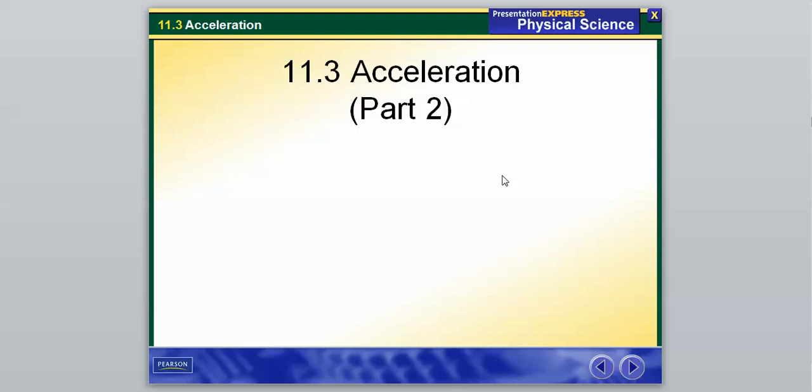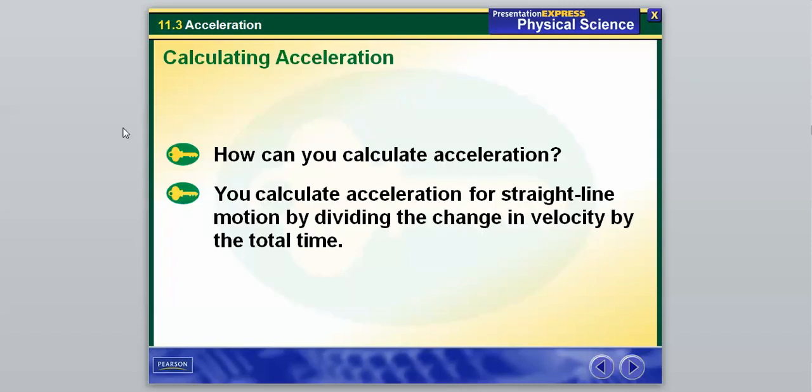Remember, acceleration is just any change in an object's velocity, so that could be whether the speed changes or slows down or whether the direction changes. Our video today, we got introduced last time to the specifics of what acceleration actually is, and now we're going to look at how we can calculate it. How we calculate acceleration for straight line motion, so that's just motion in one direction, is just dividing the change in velocity by the total time.